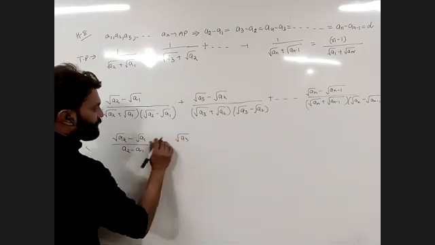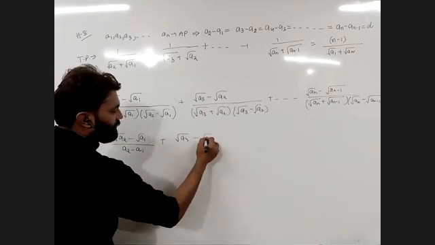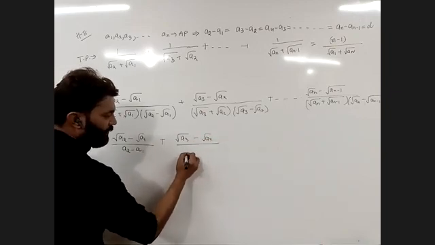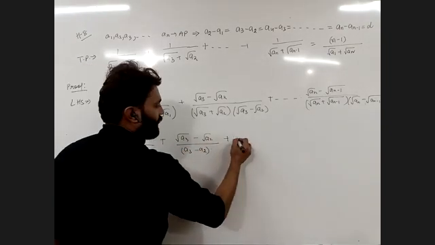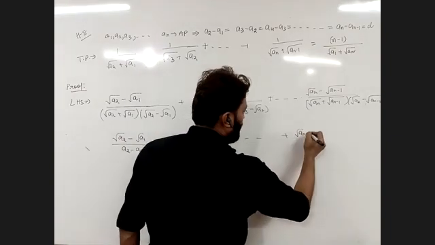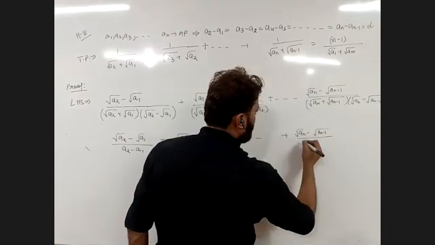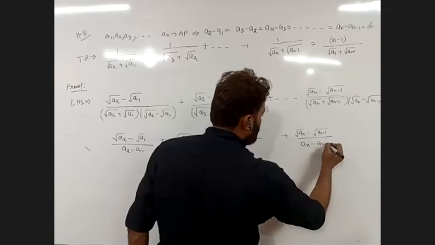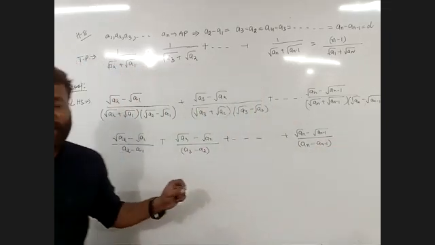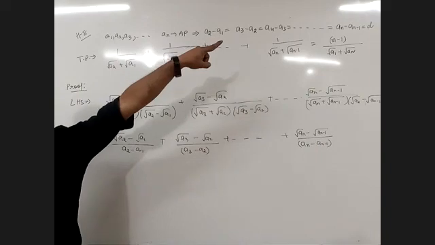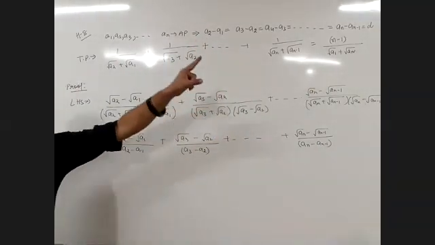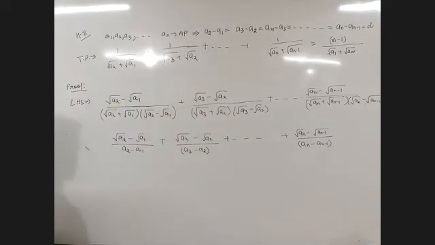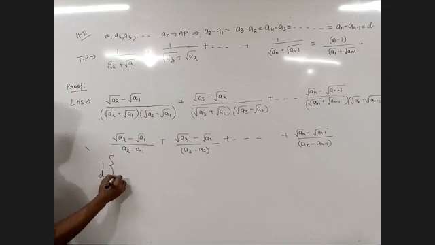This is root a3 minus root a2 whole upon again a3 minus a2, and so on till root an minus root an minus 1 upon an minus an minus 1. This was the reason that initially I converted this AP into this form: a2 minus a1, a3 minus a2. All these denominators can now be replaced by d. And can we take it common? Because सब के upon में d है, that can be taken common.